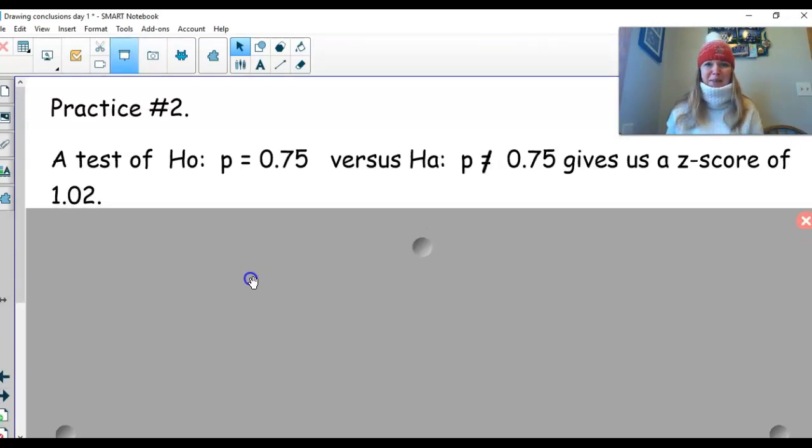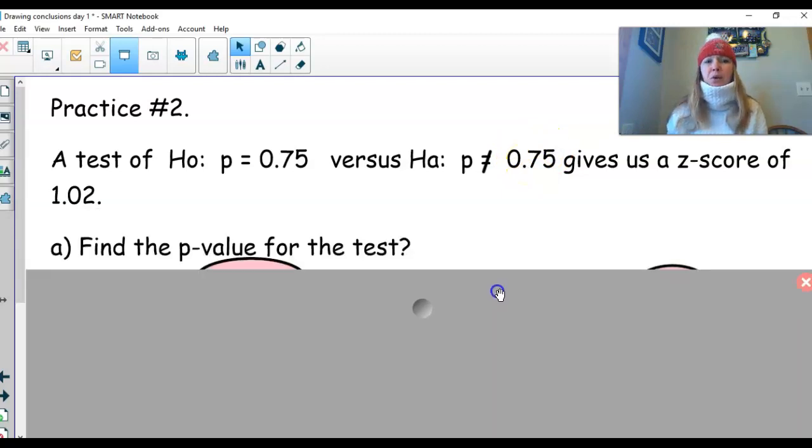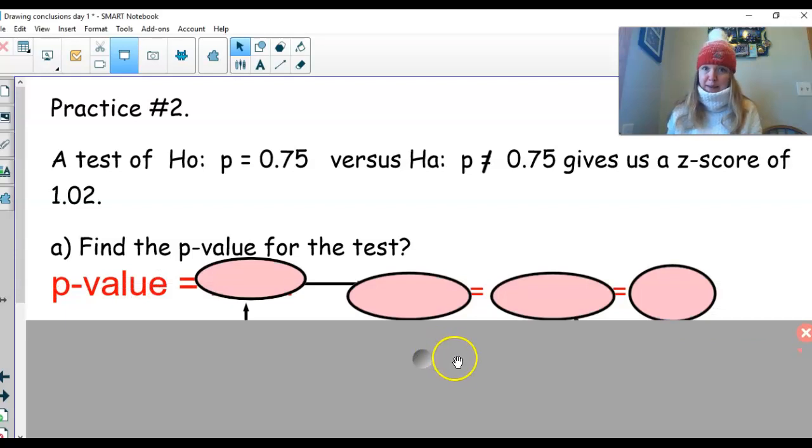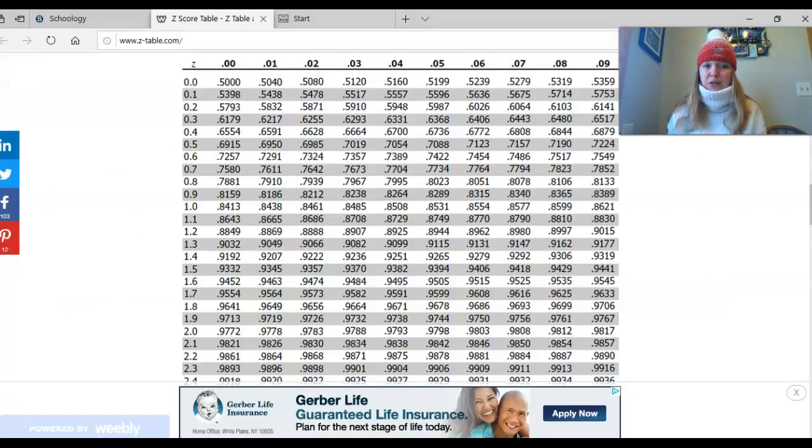This is our last practice, by the way. A test where we have a null hypothesis where p is equal to 0.75 versus HA, our alternative that p is not equal to 0.75 gives us a z-score of 1.02. So we talked about this in the last notes. When your HA is a not equal to, it complicates it just a little bit, okay? So what do we do? We need to find the p-value first, okay? So I have all my little hidden bubbles here. So I'm gonna go to my z-score table. I'm gonna go to 1.02, and that's 0.8461.